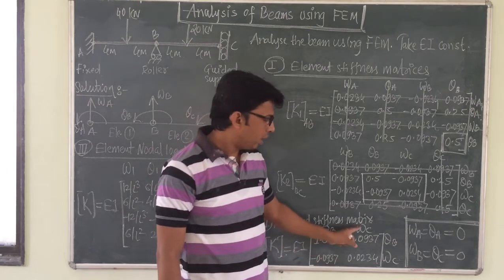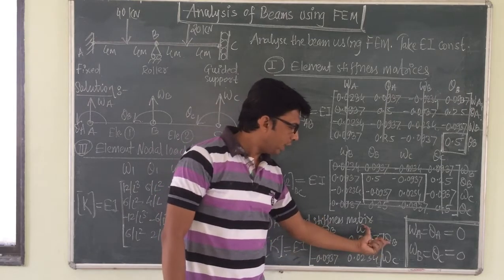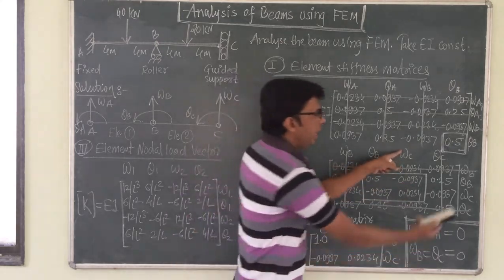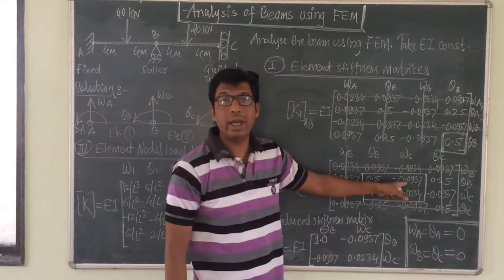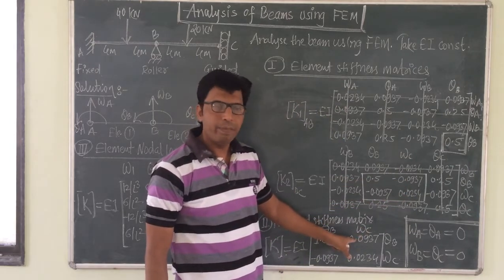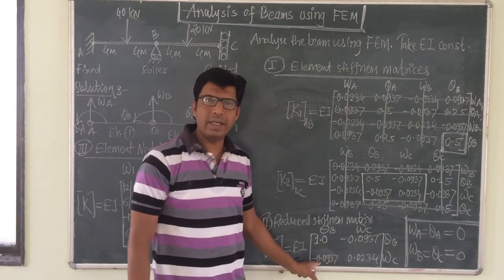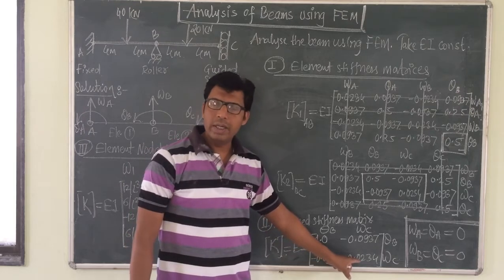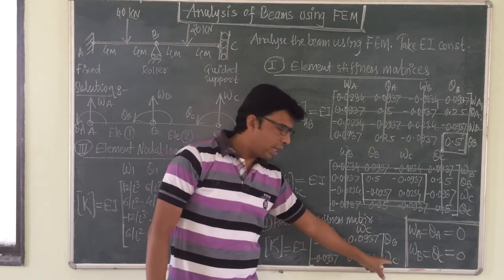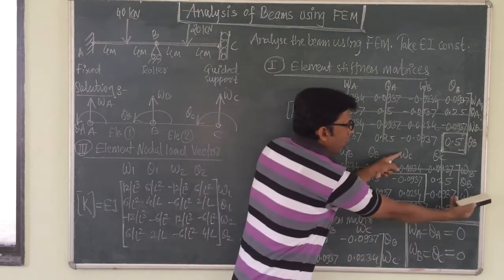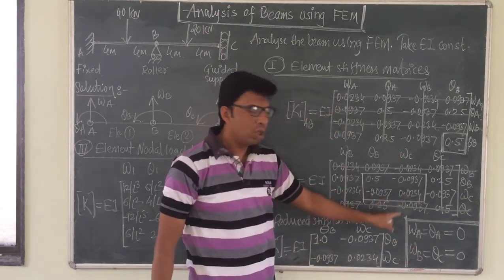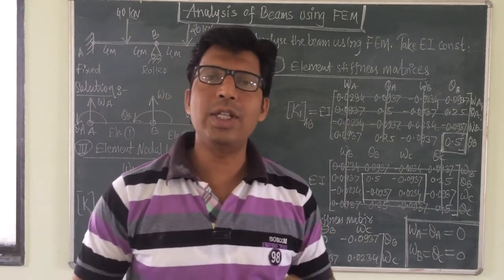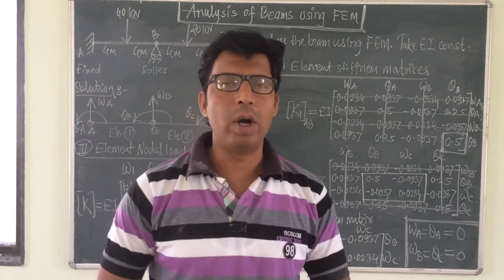Now second element, column WC and row theta B. It is minus 0.0937. We know that the stiffness matrix is a symmetric matrix, so this element is equal to this element. Now the last element of the stiffness matrix, column WC and row WC, it is 0.0234. So like this, find out the reduced stiffness matrix from element stiffness matrices after imposing the boundary conditions.